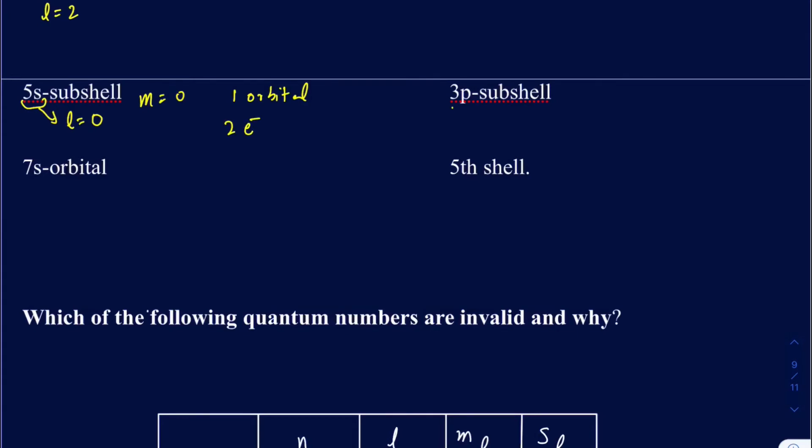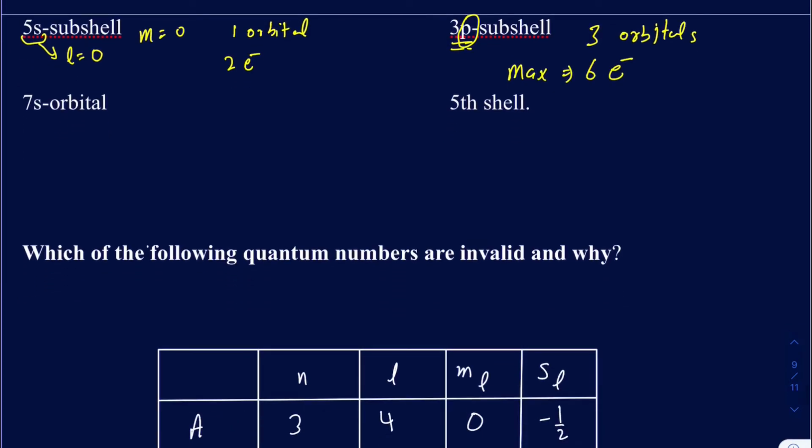Okay, what about the 3p subshell? For a p subshell, how many orbitals do you have? Go back and figure out the value of L for p, and then figure out the values of m sub L. That comes out to 3 numbers, so the maximum number of orbitals in any given p subshell is 3 orbitals. That gives you a maximum of 6 electrons in there. Okay, what about the 7s orbital? It's similar to the 5s orbital. It's going to have only 2 electrons in there.